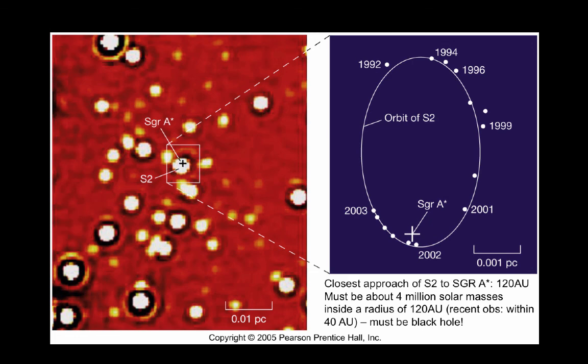The only way you can fit that amount of matter inside such a small region of space is if that mass is in the form of a black hole. So there is strong evidence that there is a giant so-called supermassive black hole at the center of our galaxy.